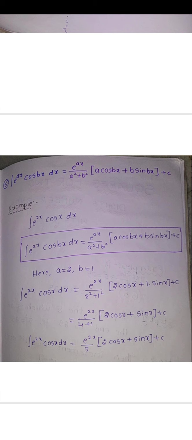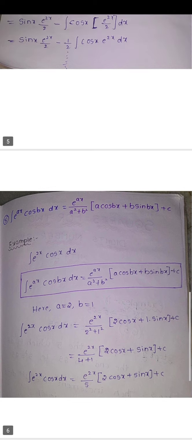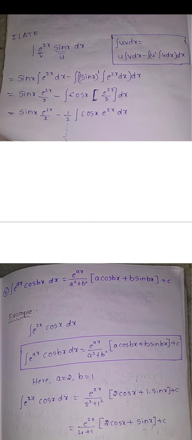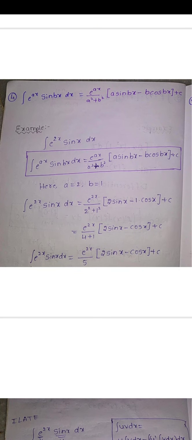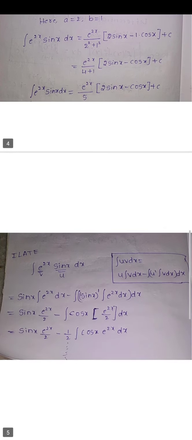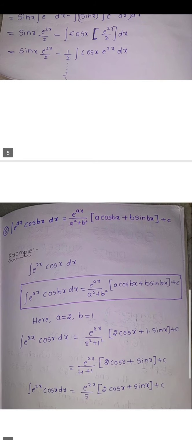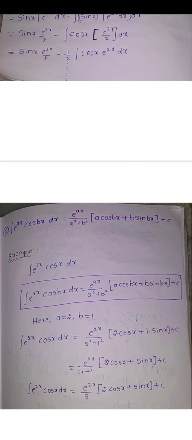Integral e power ax into cos bx dx is equal to e power ax by a square plus b square into a cos bx plus b sin bx plus c. Here what is the difference? Cos bx means it will come as plus and sin bx means it will come as minus. Sin means sin first, cos means cos first. To understand this, I am telling this.